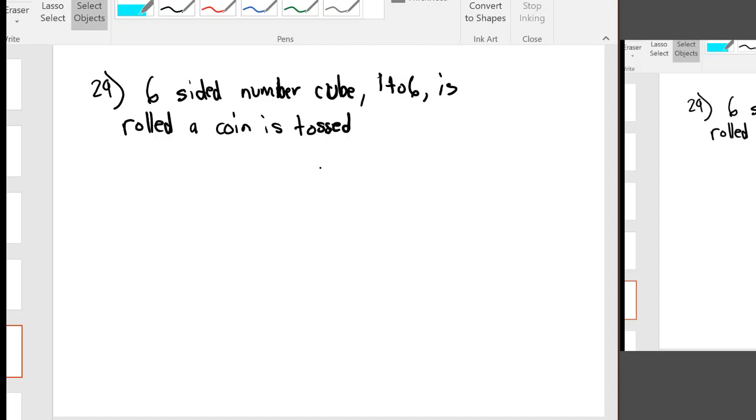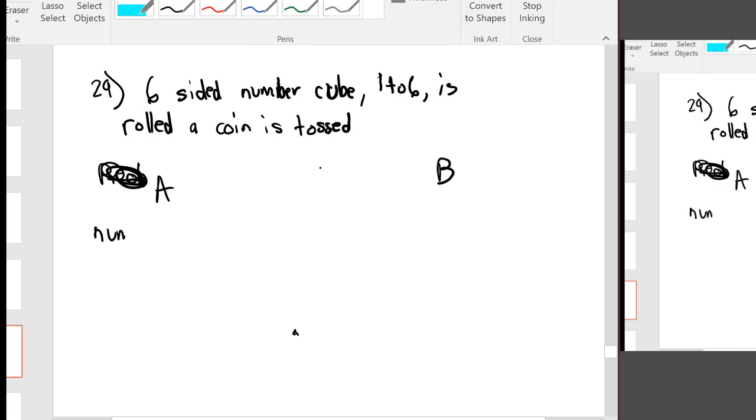29. So a 6-sided number cube, 1 to 6. Number cube is the same thing as a die or a dice. All right? And a coin is tossed. So they're asking probability. Okay, so sorry. Column A versus column B. Number less than 3 is rolled. Oh, this is a trick question.